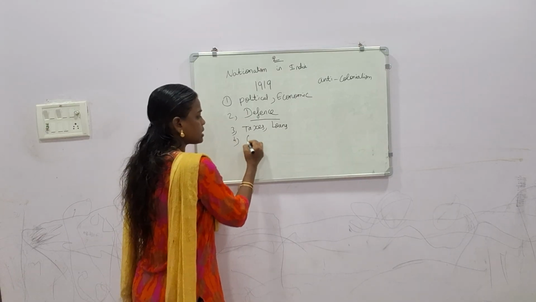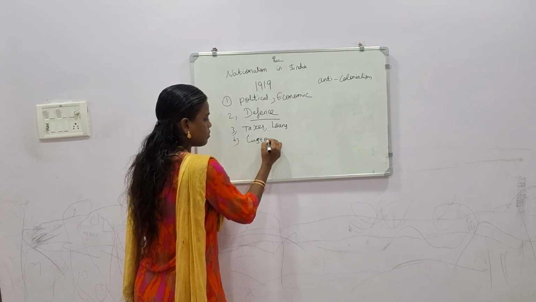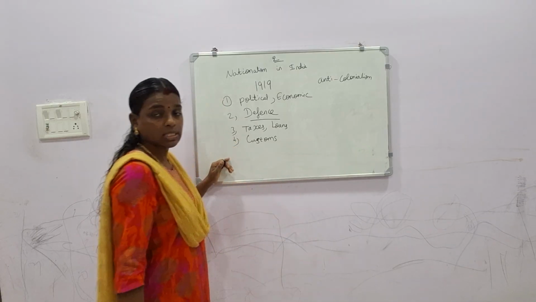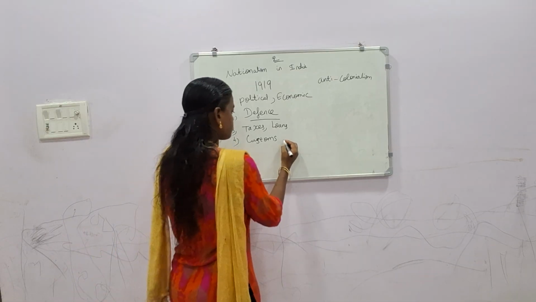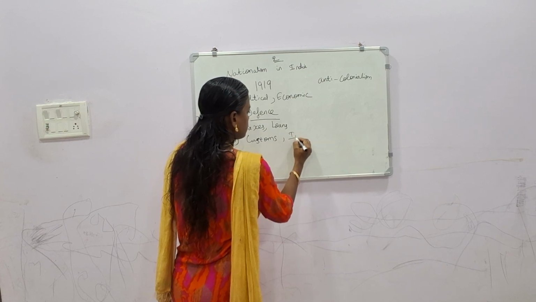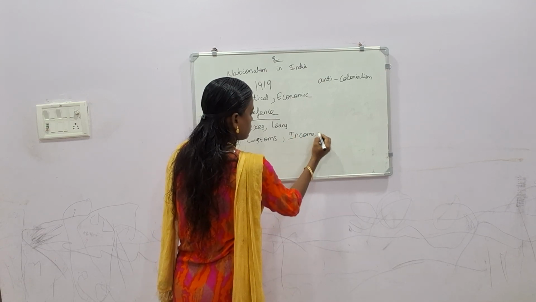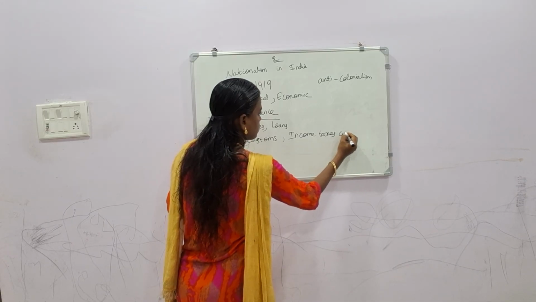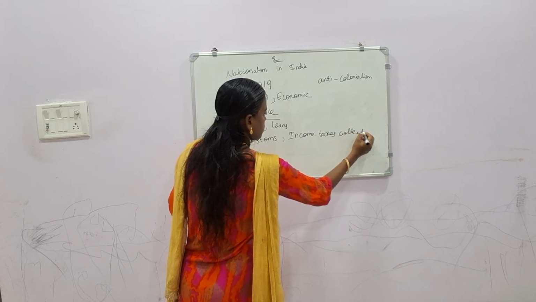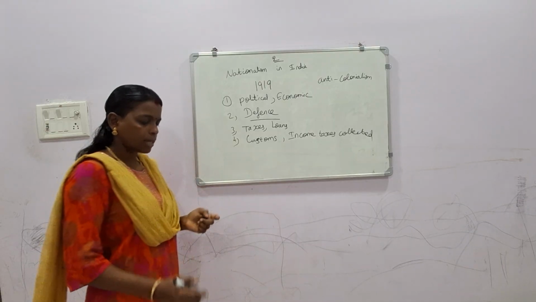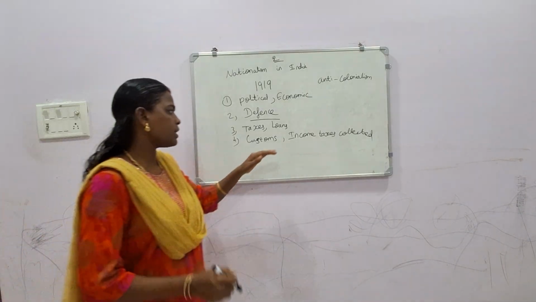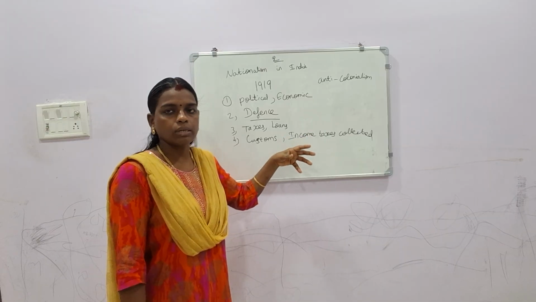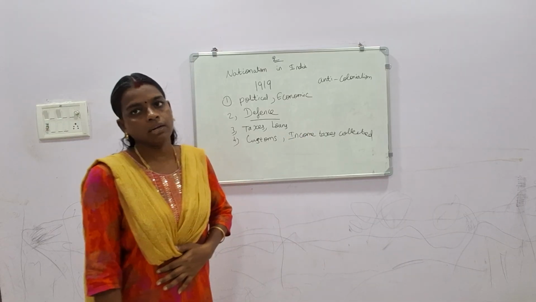And next thing, customs. Customs duty was collected, and many kinds of taxes were introduced. Customs and income tax were increased, and they collected more money from the people.